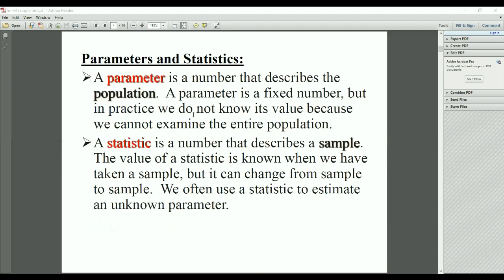Parameter and statistic: the parameter is a number that describes a population. A parameter is a fixed number, but in practice we do not know its value because we cannot examine the entire population. So we take some sample and assume that the sample mean is equal to the population mean. A statistic is a number that describes a sample. The value of a statistic is known when we have taken a sample, and it can change from sample to sample. We often use a statistic to estimate an unknown parameter, that is mu and sigma.